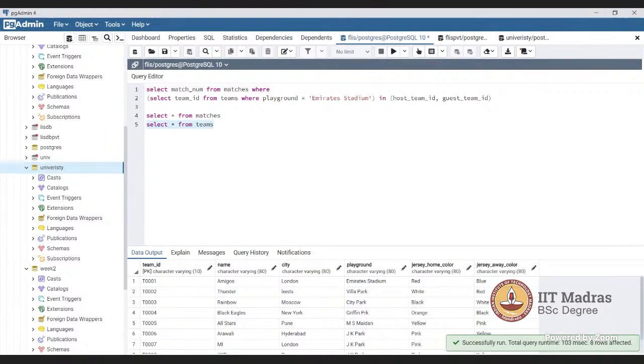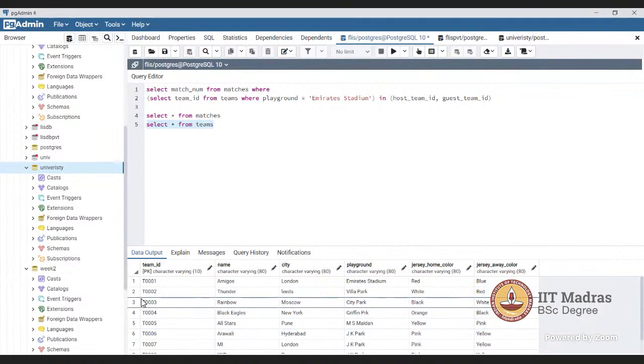Teams table will have team ID, right? This query will not work, I guess, because here we are selecting the team ID from the teams. Then we are checking whether that team ID is in this list or not, host team ID and guest team, right? In order to get that, we need to join these two tables. So this is the correct query.